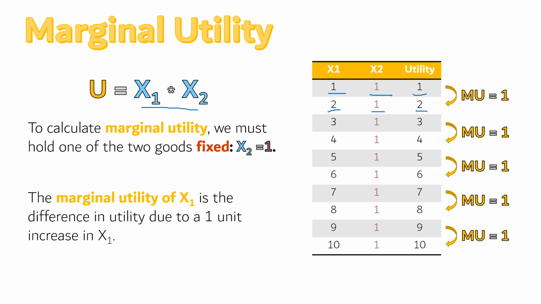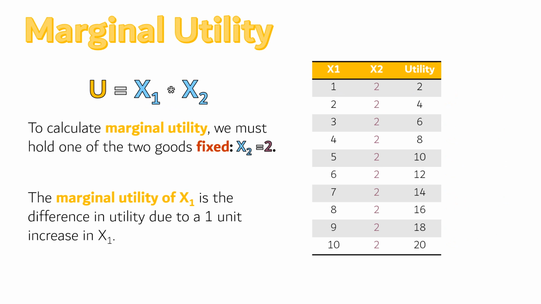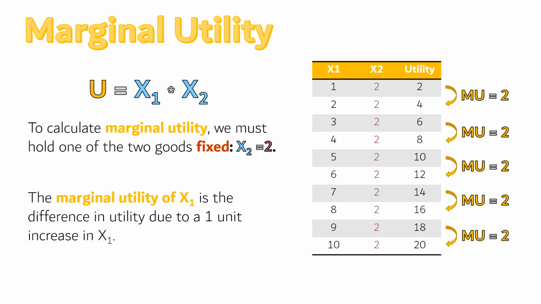In this case, our marginal utility is not diminishing. It's constant at 1. What if we increase our value of x2 to 2? Does that change the marginal utility of x1? It does. Now, each additional unit of x1 increases our utility by 2. So the marginal utility at each step is 2.